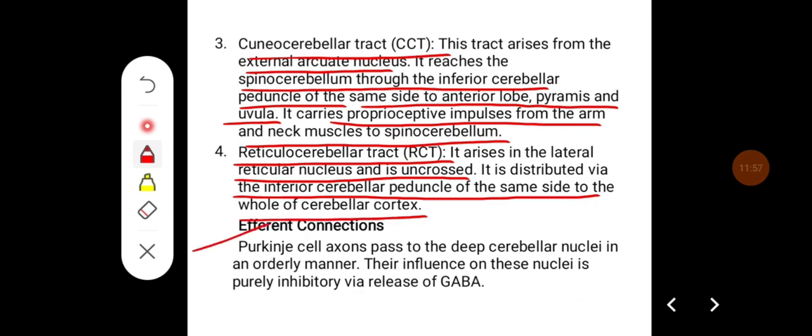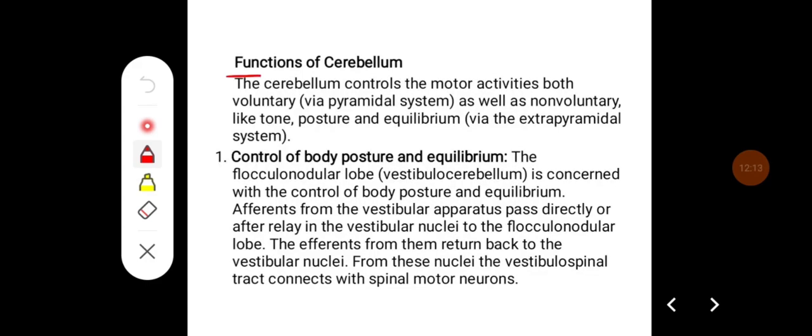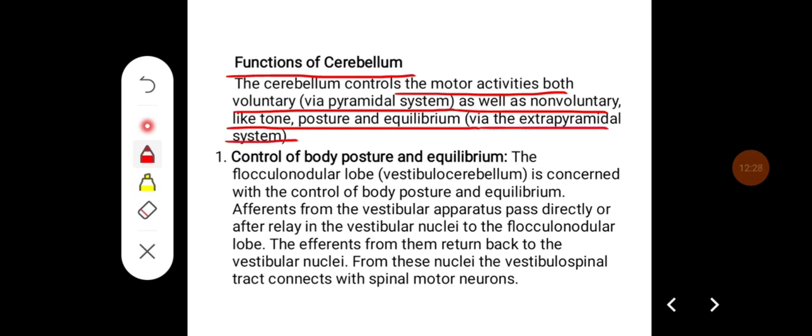If you see the efferent connections, Purkinje cell axons pass to the deep cerebellar nuclei in an orderly manner. Their influence on these nuclei is purely inhibitory via the release of GABA. Coming to the functions of the cerebellum. The cerebellum controls the motor activities, both voluntary via the pyramidal system as well as involuntary, like tone, posture, and equilibrium, that is via the extrapyramidal system.